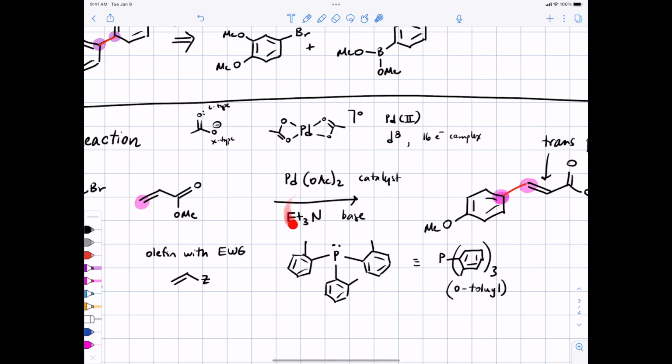You need a base. The base will show up in the mechanism, so we need it to help us with an elimination reaction, regenerating the catalyst, and then we need phosphine, this source of phosphine as a ligand. The phosphine ligand of choice is not just triphenylphosphine. Now we're going to add methyl groups at the ortho position.